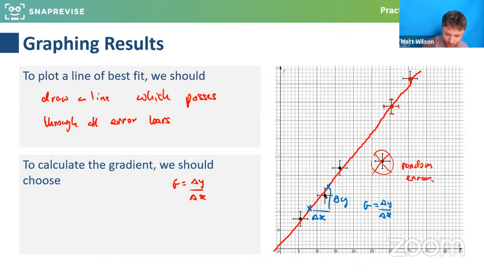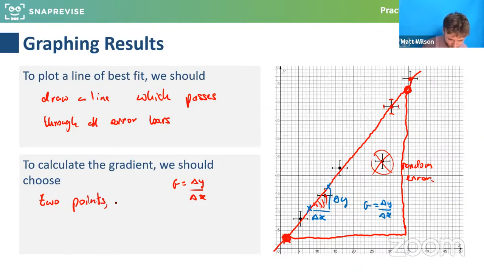Yeah, really good. This is a really short range. They're too close together. If you want to get the best value possible, it's a good idea to choose points which are very, very, very far apart. That removes the chance of you introducing essentially another random error by making a mistake in your calculation. Okay, so we should typically choose two points which are far apart. Okay, fantastic. Really well done.